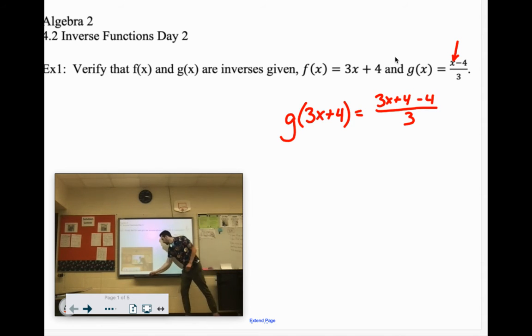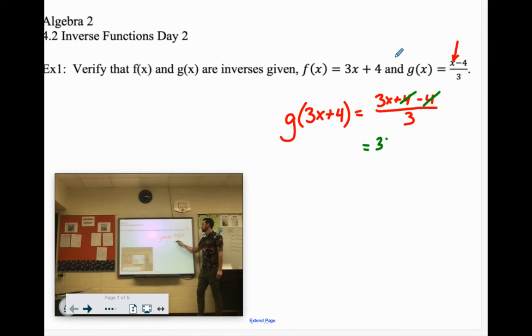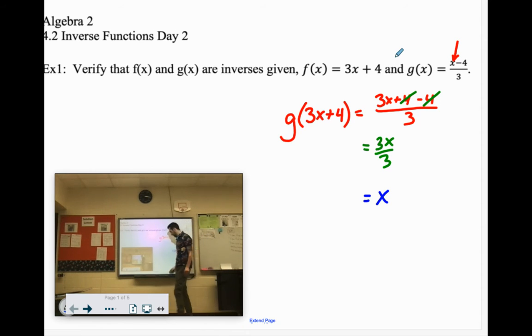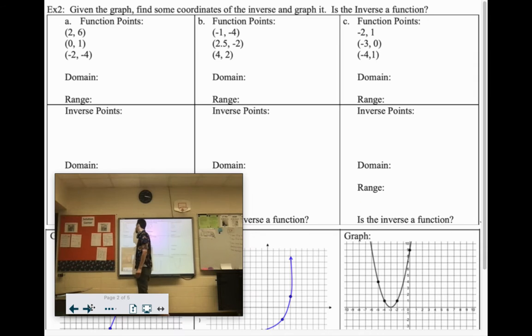Now if we simplify there, the 4 minus 4 cancel out, so we have 3x over 3, and 3x divided by 3 is just x. So that's all we wanted. There we go. They're inverses of each other.